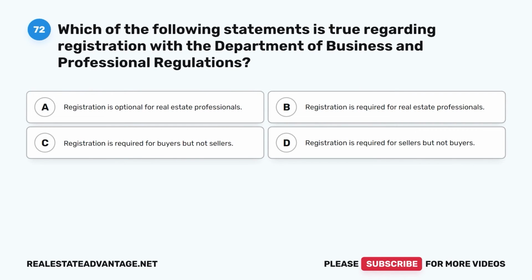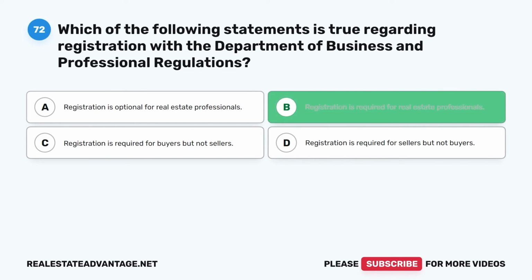Question 72. Which of the following statements is true regarding registration with the Department of Business and Professional Regulations? A. Registration is optional for real estate professionals. B. Registration is required for real estate professionals. C. Registration is required for buyers but not sellers. D. Registration is required for sellers but not buyers.